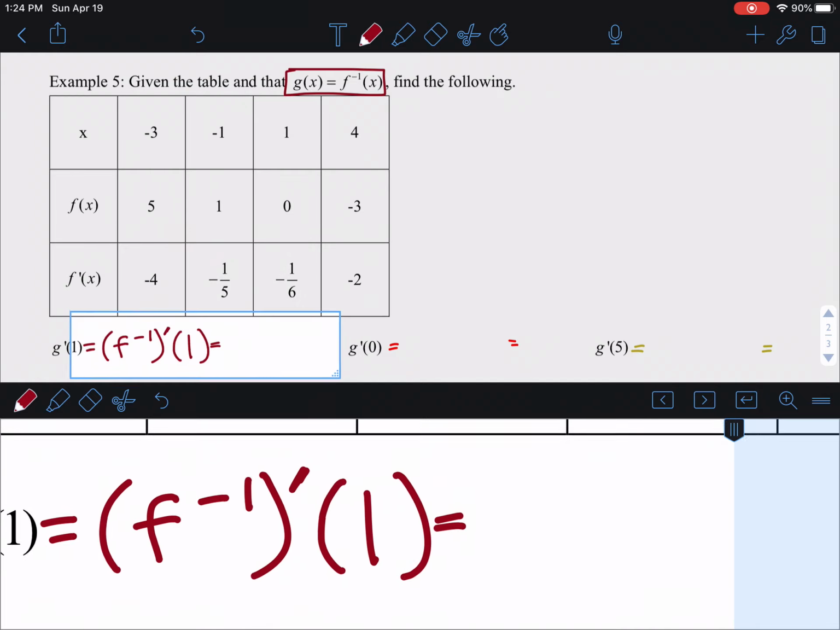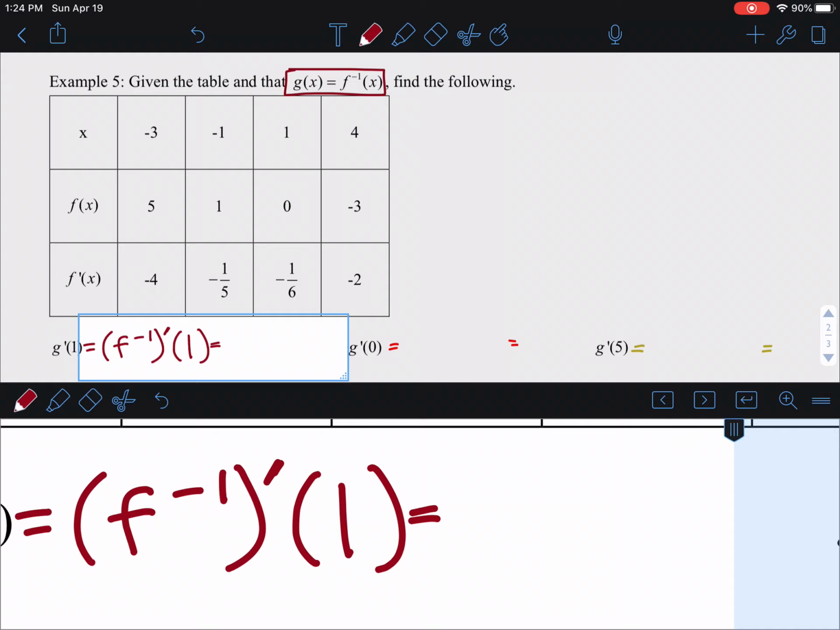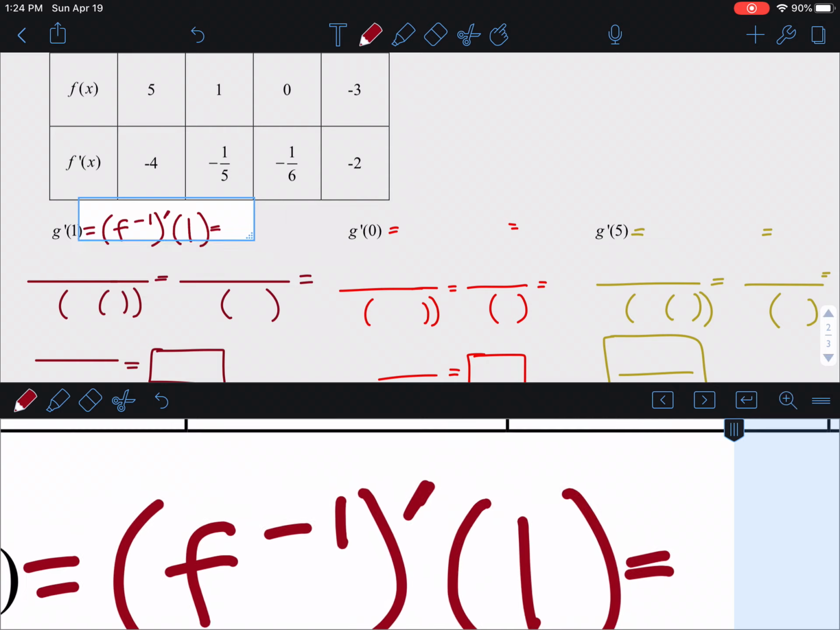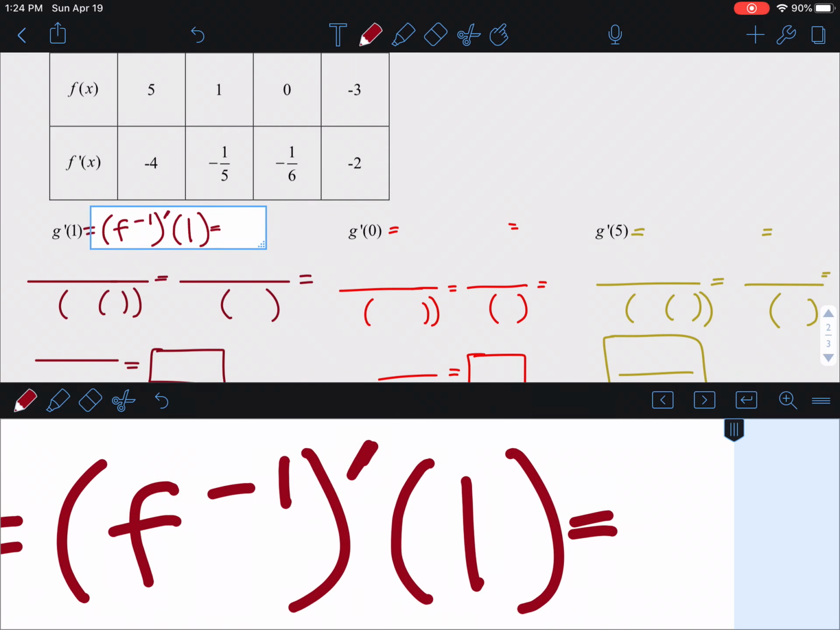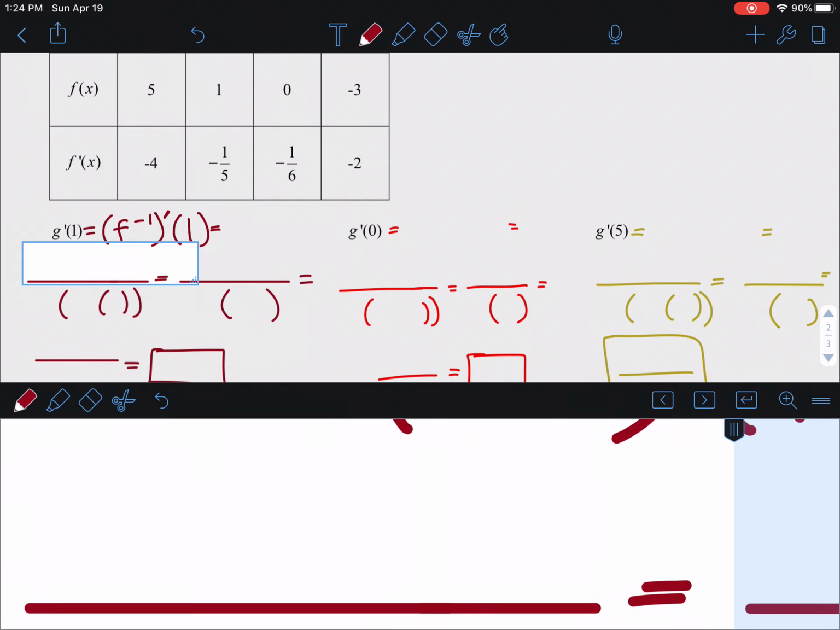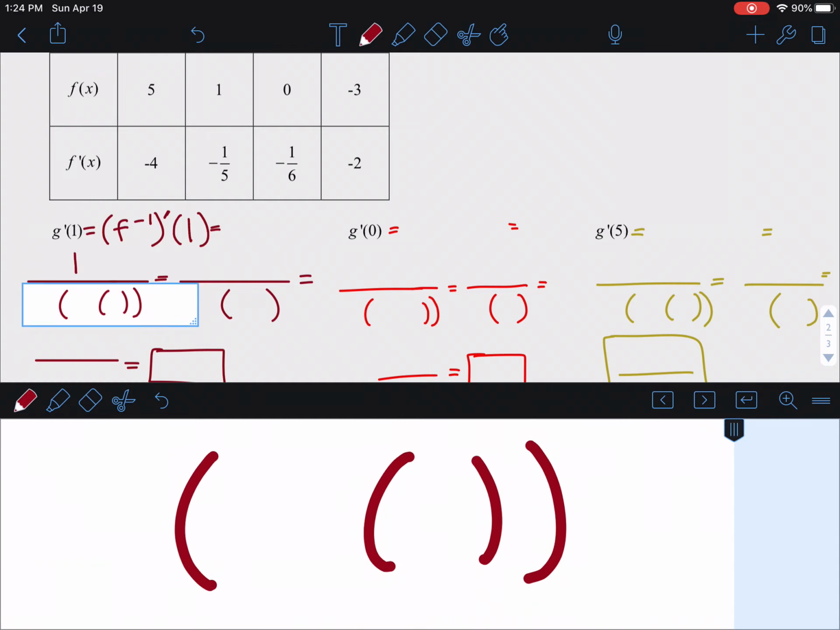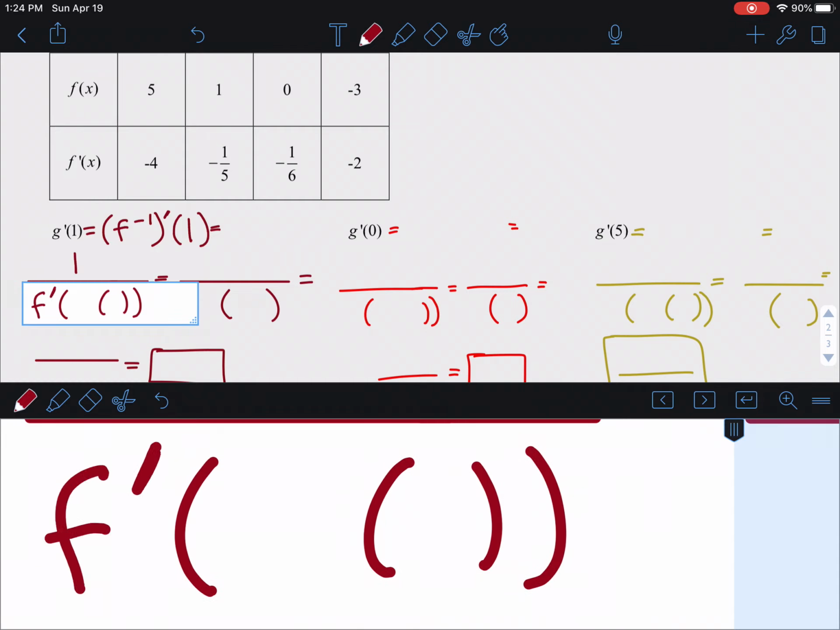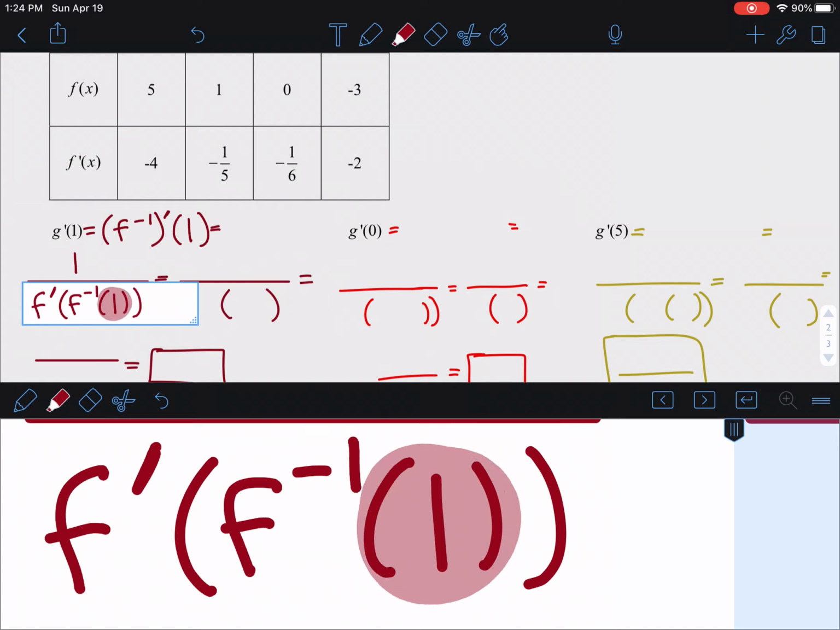Now, ultimately, what we have to do here is the same thing that we did above. I'm just going to go back and use my formula. What is the derivative of f inverse at x equals 1? So the formula goes 1 over f prime of f inverse at x equals 1. Okay. And now I have to look at that table and go, okay, f inverse of 1 is going to be what?